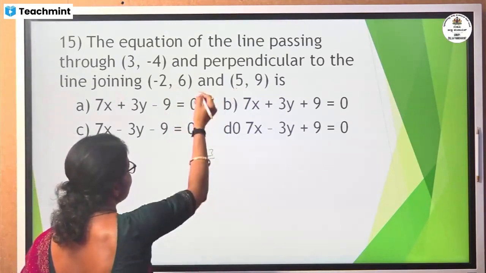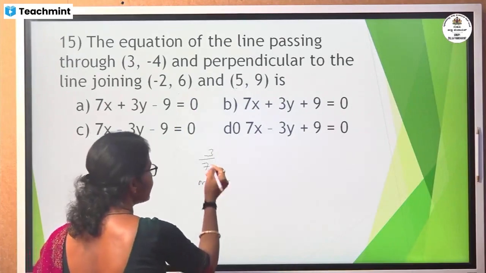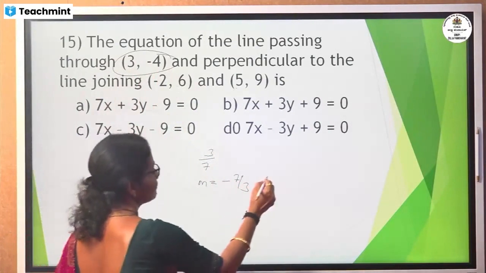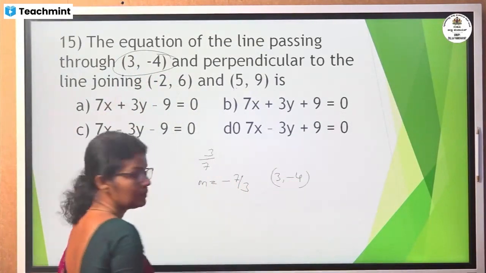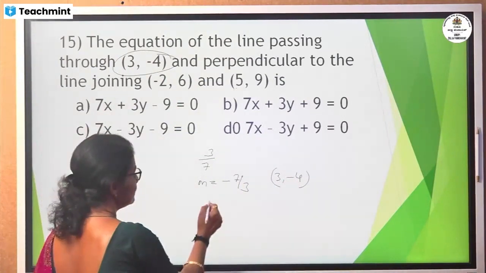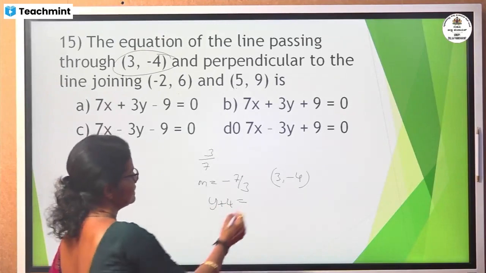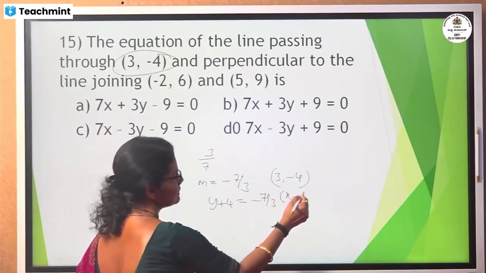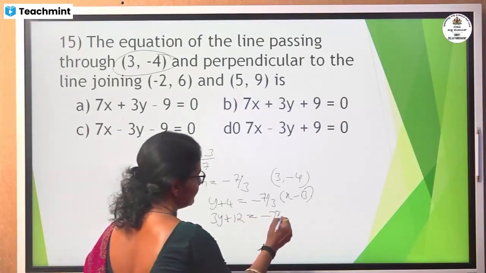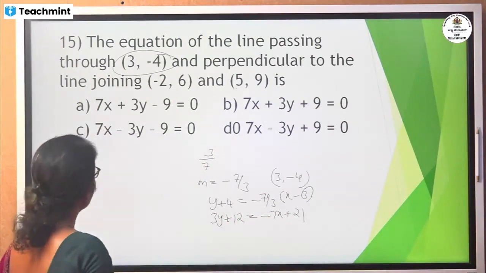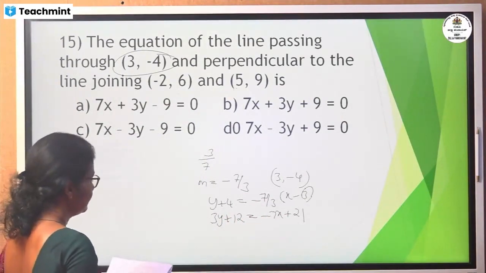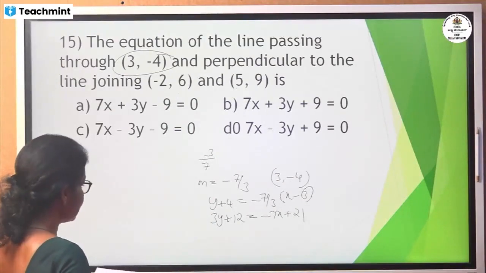So the slope of the line which is perpendicular to this, I'll mark it as m, is the negative reciprocal of this, that is minus 7 by 3. And the line is passing through 3, minus 4. So use the slope-point formula, y minus y naught equal to m times x minus x naught. That is y plus 4 is equal to m times, m is now minus 7 by 3, into x minus 3. Simplify this: 3y, 4 3s are 12, is equal to minus 7x, 7 3s are 21. So the answer option is, shift this and simplify. We'll get the answer 7x minus 3y plus 9 equal to 0.